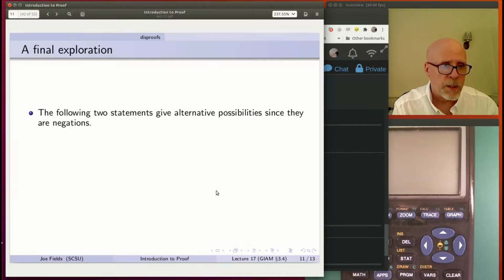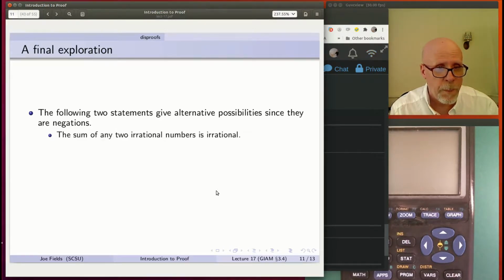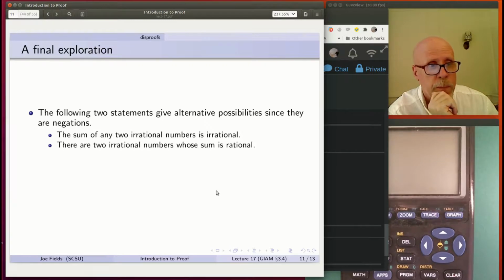Okay, we're going to do one last little exploratory thing where I've got two statements that basically are alternate possibilities. One might reflect reality and the other be false, or vice versa, because they are negations of one another. The sum of any two irrational numbers is irrational. On the face of it, that sounds pretty plausible because that's one of those closure axioms, right? The set of irrational numbers is closed under addition, is what this would be saying. And then here's this other sentence, which is, do you see this as the negation of it?